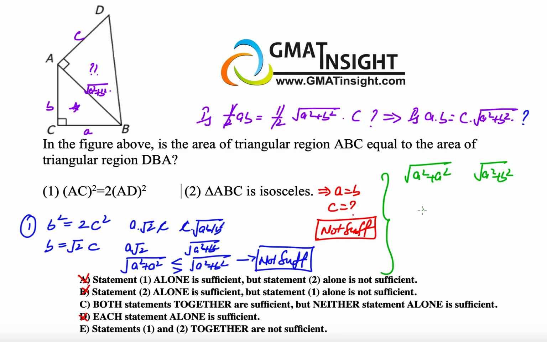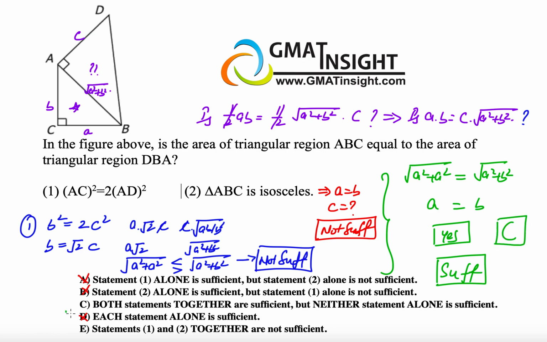And now from the second statement, we know that A is equal to B. That means these two expressions will also be equal. So the area of the two triangles will also be equal. The answer is definitely yes, and hence we say that the statements together are sufficient. So the final answer to the question becomes option C. Thank you so much.